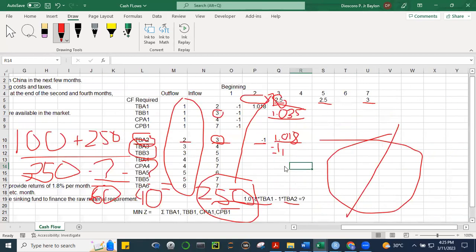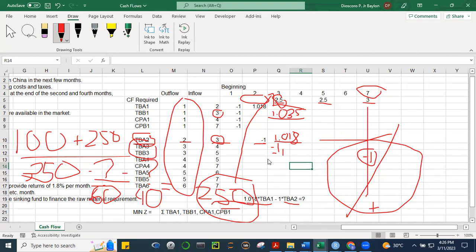You can plot now for month 4, for month 5, for month 6, for month 7. Of course, for month 7, there will be no negatives. Why will there be no negatives for month 7? Because there's no need anymore to invest in month 7. So everything here in month 7 will be all positive, because this is the terminal month. Whatever inflows we have here should equal 3 million.